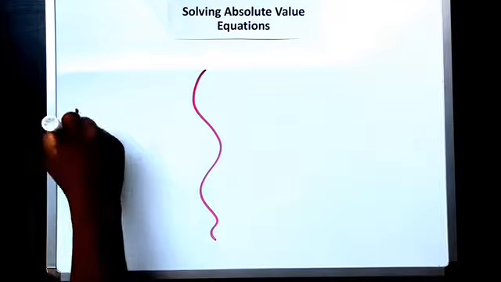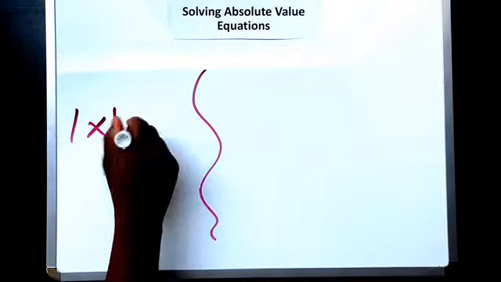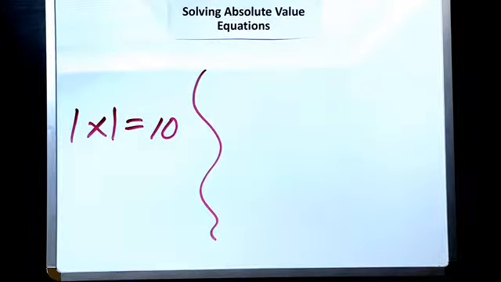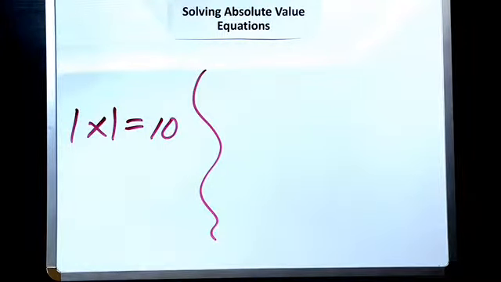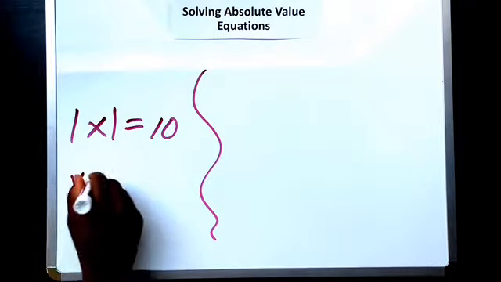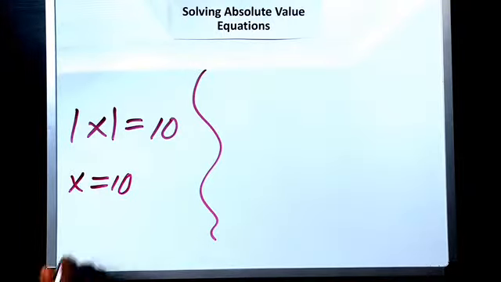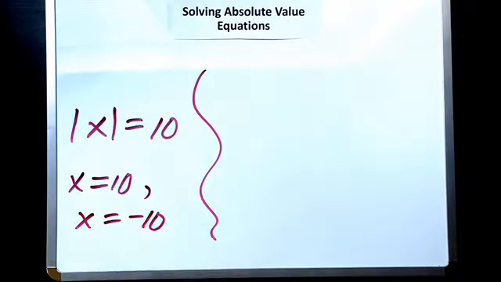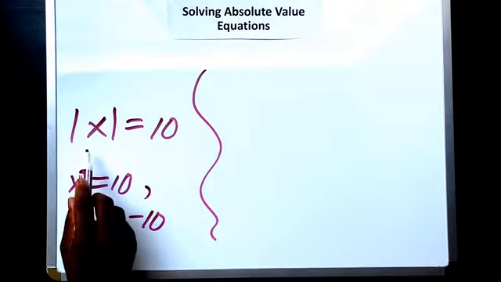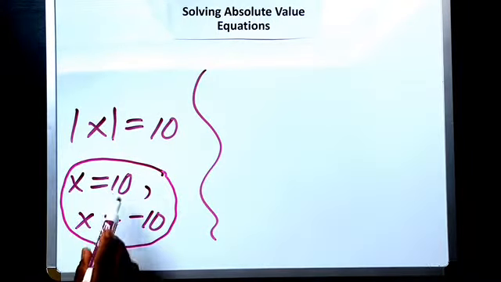So in that case, if I ask what is the absolute value of x, and I say the absolute value of x is equal to 10, then I'm asking the absolute value of what number equals 10? Well, based on what we just talked about, x has to be equal to positive 10 because the absolute value of 10 is 10, and x has to be equal to negative 10. Because the absolute value of negative 10 is also positive 10. Therefore, x has to be equal to both 10 and negative 10.